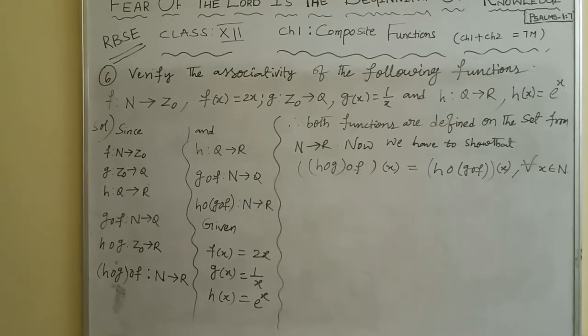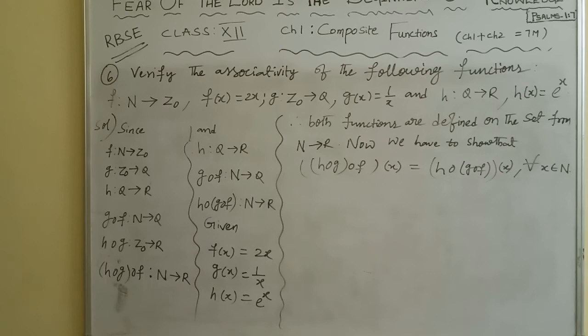Right, we are going to discuss the last problem of the examples of your textbook. So now, what is your sixth question? Verify the associativity of the following functions where f maps N to Z naught and f of x is equal to 2x, g maps Z naught to Q and g of x is equal to 1 upon x, and h maps Q to R, h of x is equal to e power x. So here you have to understand this clearly now. This Z is nothing but your integers.